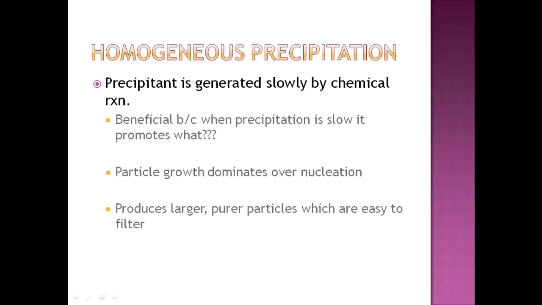So when the precipitation is slow, what is dominating? Nucleation or particle growth? It's going to be particle growth. And that'll give you larger, purer particles that are really easy to filter, versus nucleation, which gives you tiny particles that are not easy to filter.